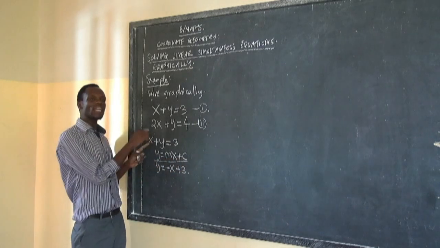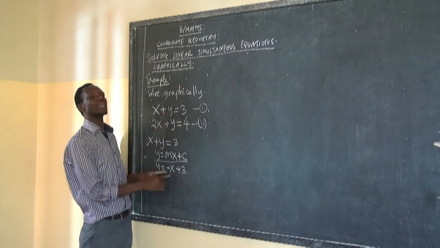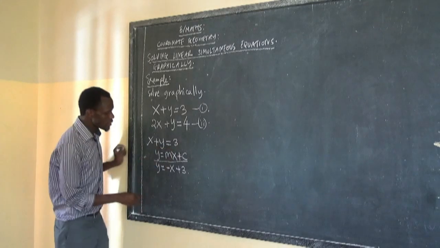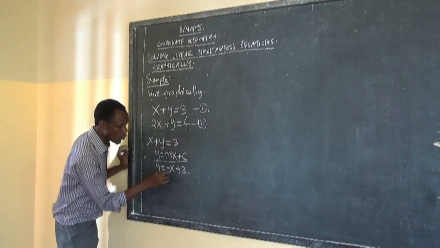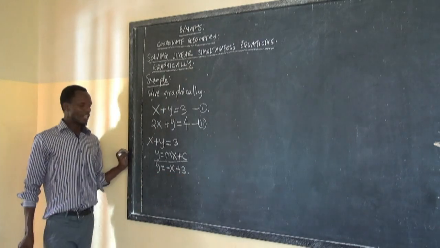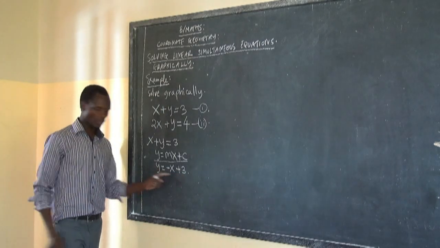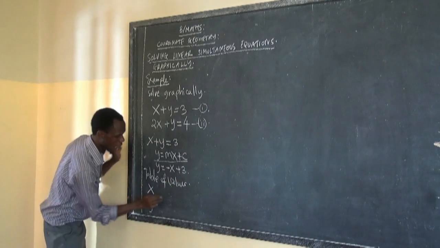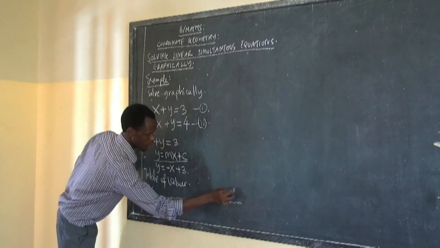Then x is taken to the other side and becomes negative x. Then 3. That is now you have y is equal now to negative x plus 3. Now you make your table of values. Now you definitely have x, you definitely have y. So you write it.